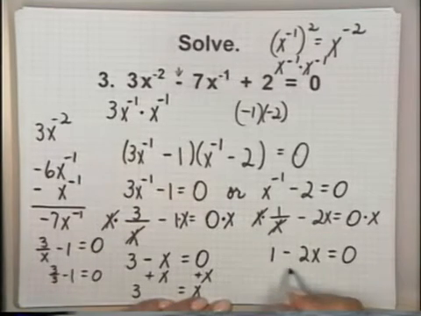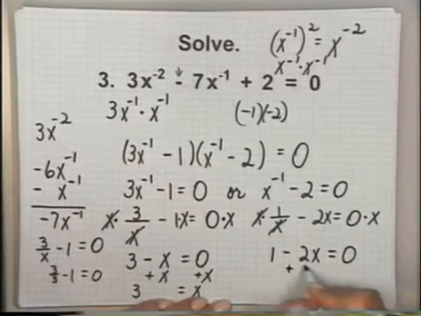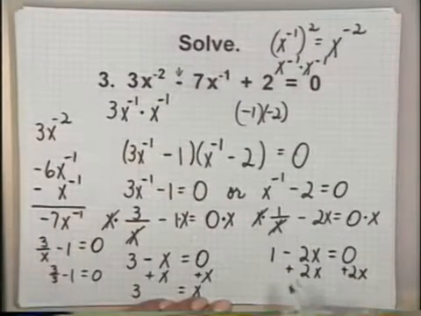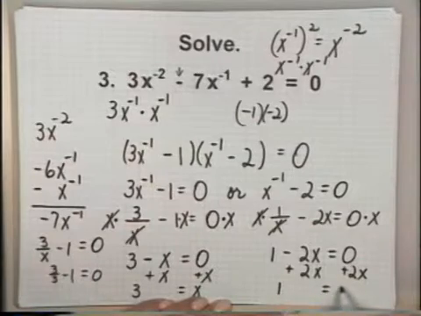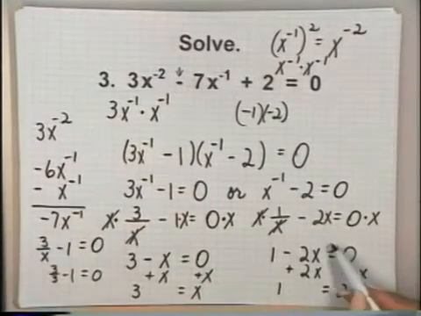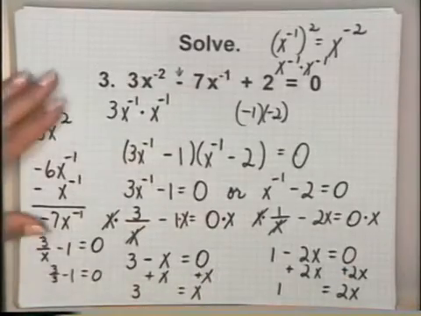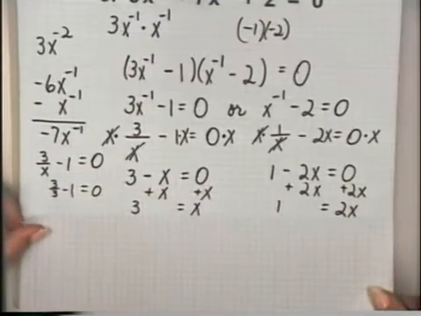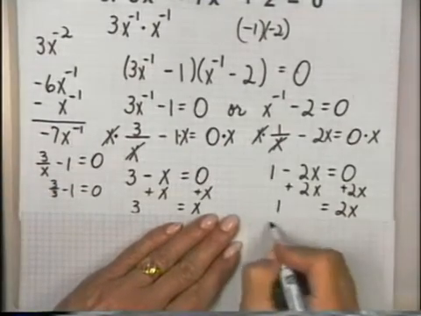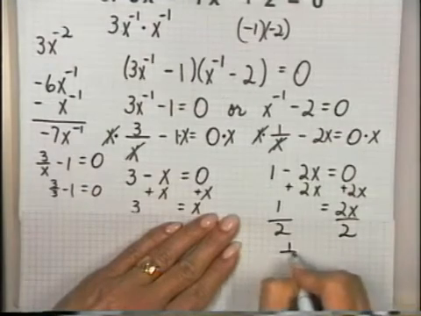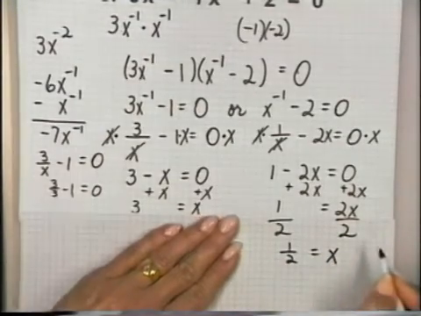Once again, let's add the 2x to both sides. I have a linear equation, so I want to isolate the x, so I'll have 1 equals, of course, minus 2x plus 2x is 0x, and 0 plus 2x gives me 2x. Last, I need to divide both sides by the 2 to isolate the x. So I get 1/2 equals x.